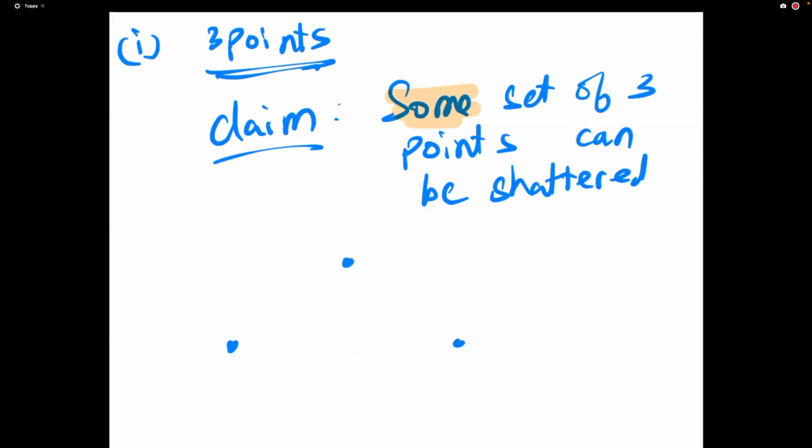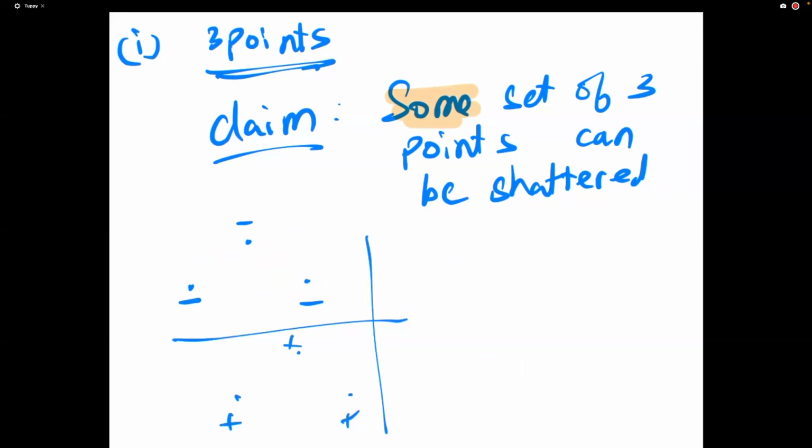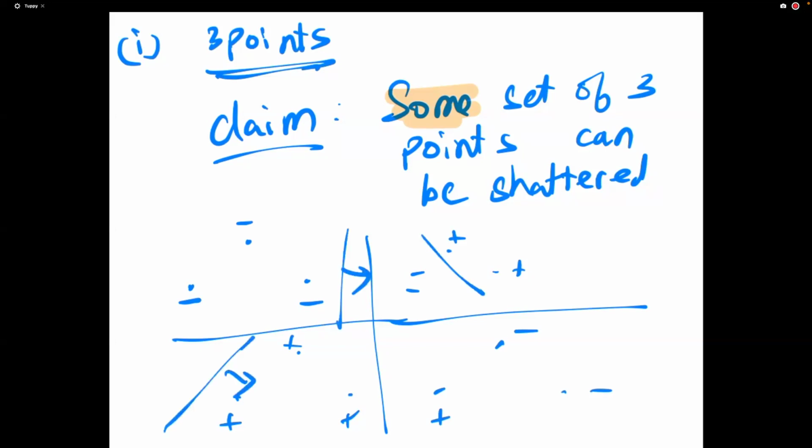And to prove that this can be shattered, I'm going to enumerate all possible labelings. I have 3 points. I can label them all as a minus. I can label them all as a plus. I can label 2 of them as a plus and 1 as a minus. I can label 2 of them as a minus and 1 as a plus, and these are the only possible cases that exist. In each case, I can find a linear classifier that separates out the pluses from the minuses. So that's all there is. Some set of 3 points can be shattered.